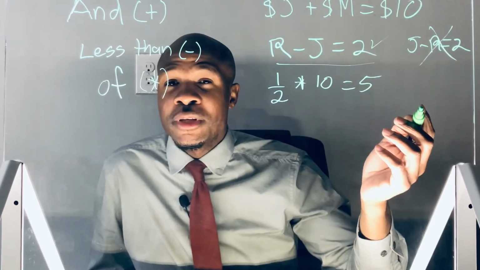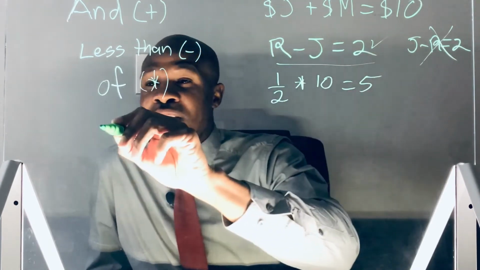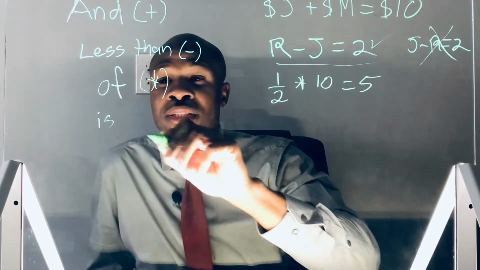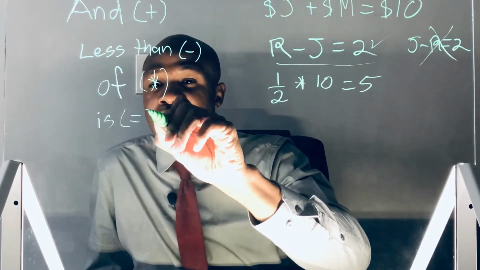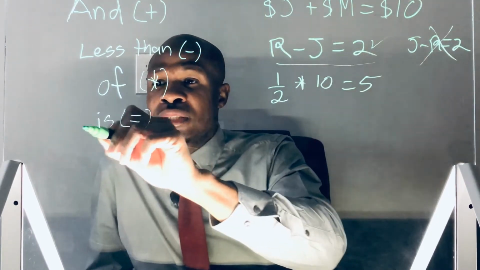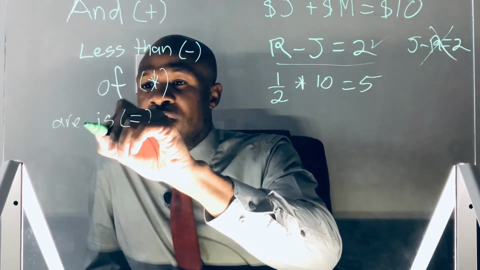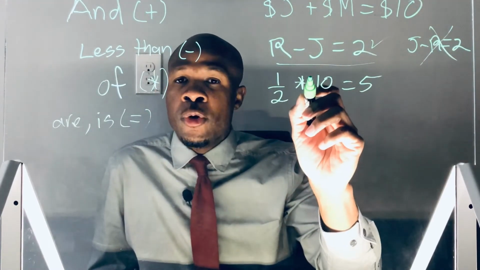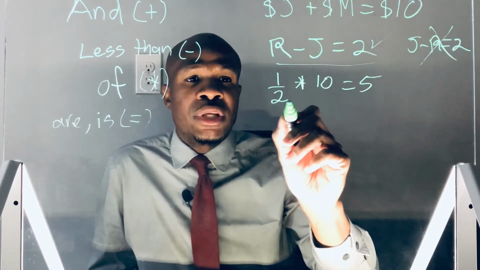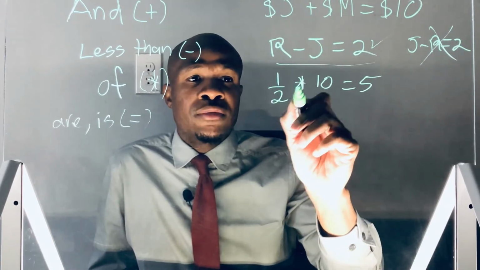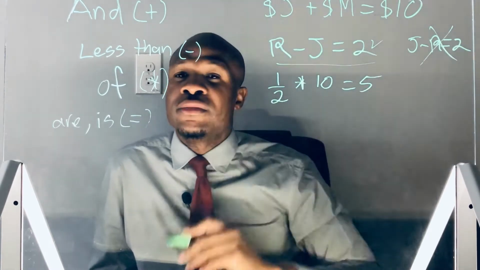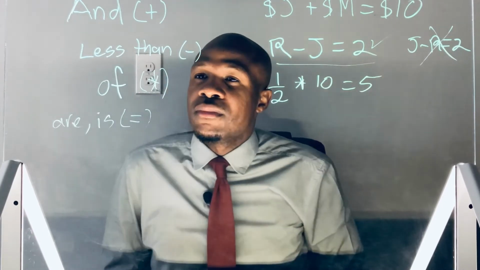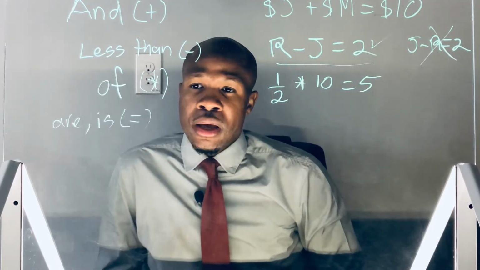Yep, and that brings us to another one. The word "is" means the equal sign. So "is" also means equal. So for example, going back to this previous one, if you read this, it says 1/2 of 10 is 5, right? Okay, let's see what else we got.